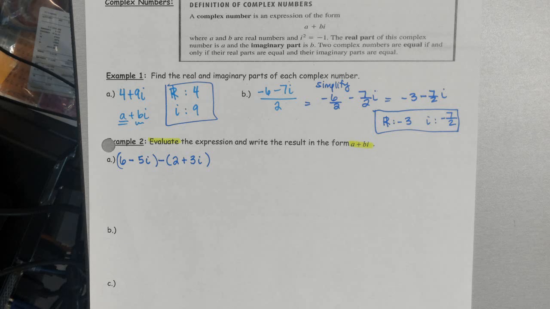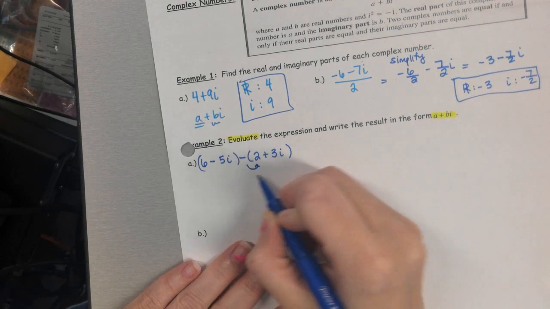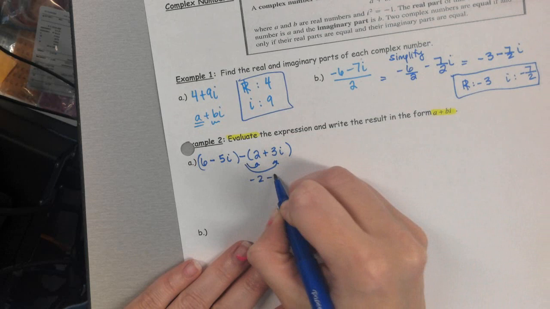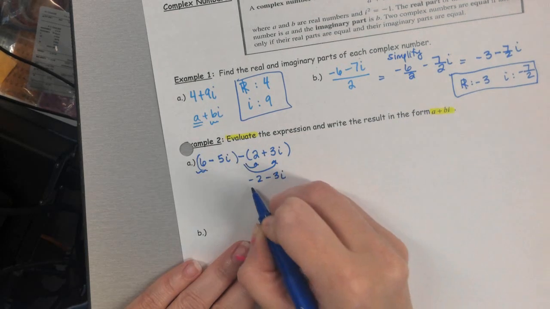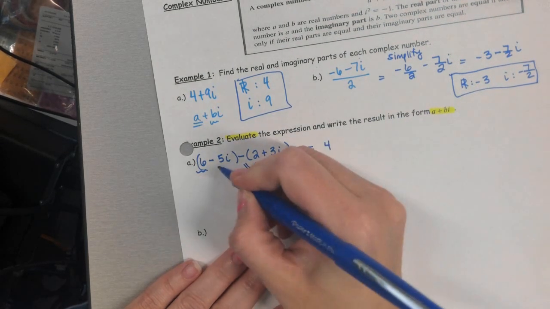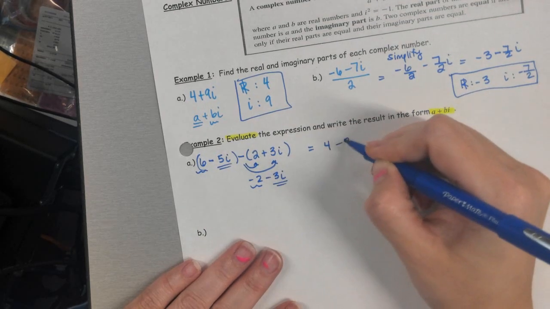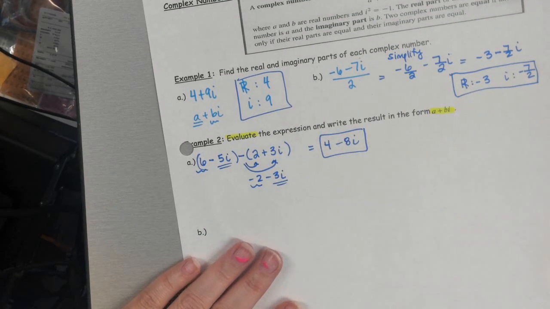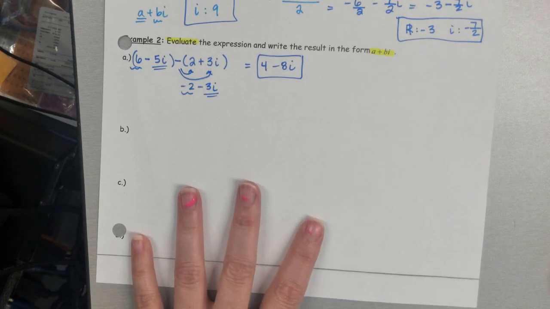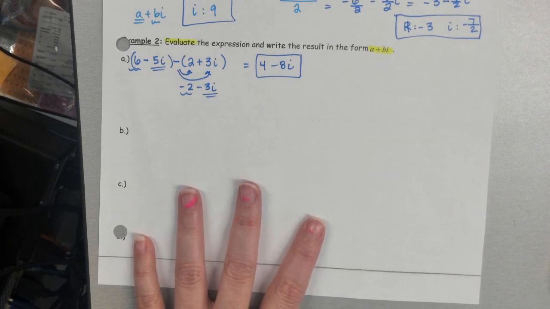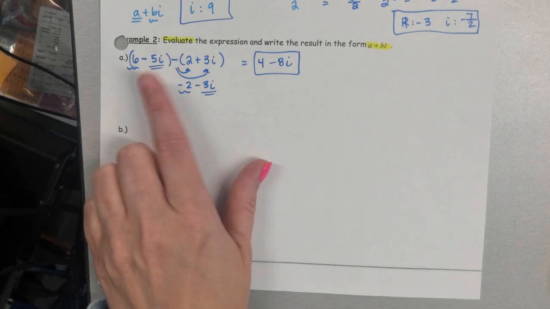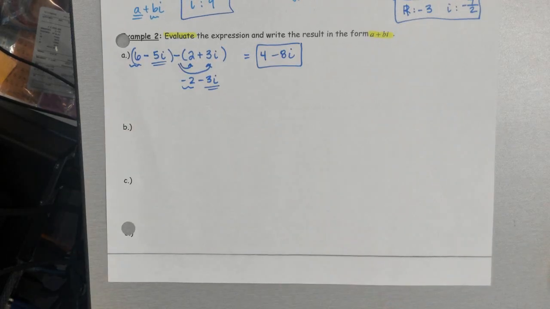Okay, so then this is again something that you would have done in Algebra 2. So good, I can see some of you are already doing it. Yeah, you just make sure that you distribute the negative. That's the main thing there, okay? So -2 minus 3i, combine your like terms, 6 minus 2 is 4, -5i minus 3i is -8i, and then it's in its proper form, okay? If you were adding, you would just add the like terms together, okay?